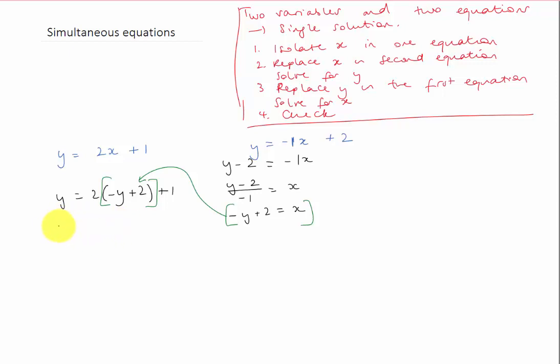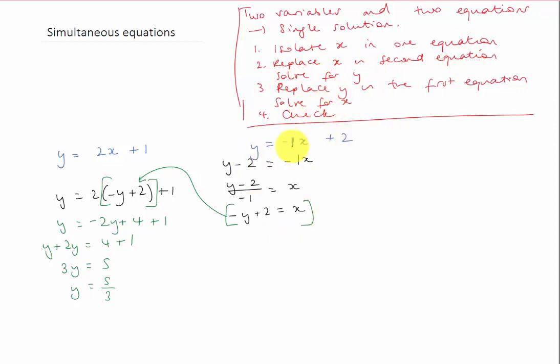And so now we can just proceed. So y equals minus 2y plus 4 plus 1. So y plus 2y is equal to 4 plus 1. So 3y is equal to 5 and y is equal to 5 over 3. So we need to divide both sides by 3 to get y on its own. Okay, so I've isolated x in one equation, replaced x in the second equation, I've solved for y.